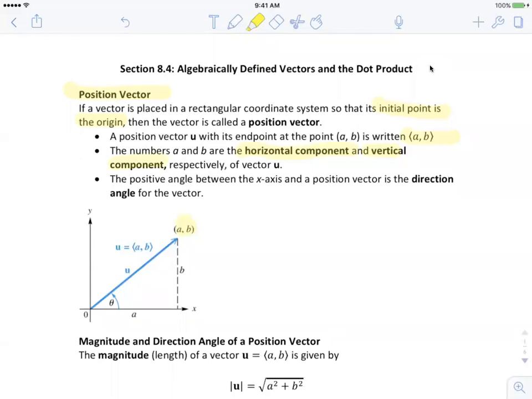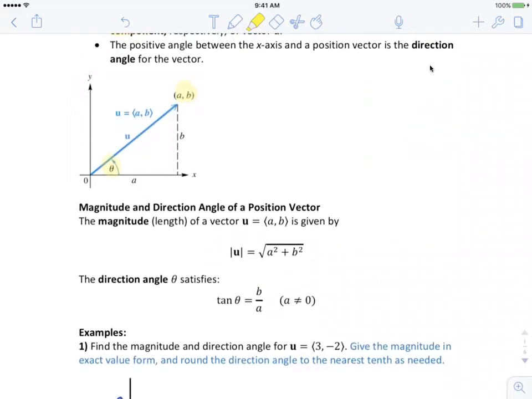And then there's an angle. The angle between the x-axis and a position vector is the direction angle. So there's your direction angle right there in this picture. So one type of problem you'll have to do is, given a vector in that standard position, find the magnitude and the direction angle. The nice thing about the magnitude, if you think about this, it's a right triangle, and the magnitude is the length of that vector. So really it's just Pythagorean theorem to find the magnitude.